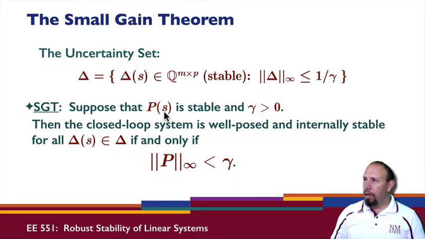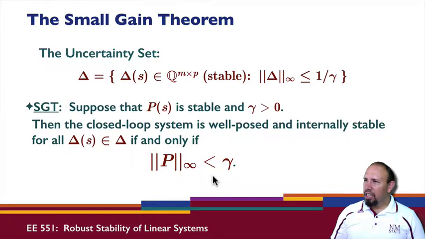Suppose P is stable and gamma is positive definite. I'm sorry, just a positive scalar. Then the closed loop system is well posed and internally stable if and only if, for all delta in the uncertainty set, we have this.